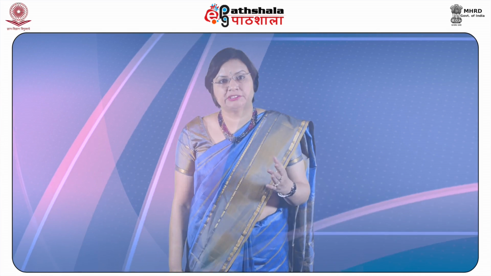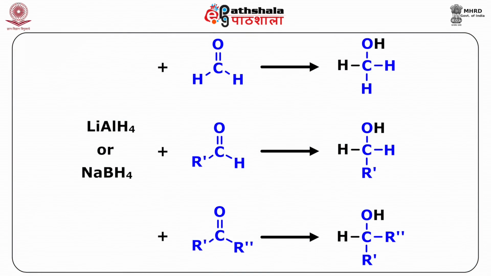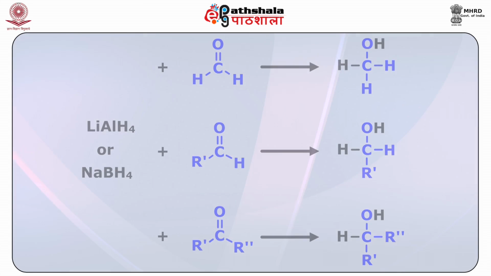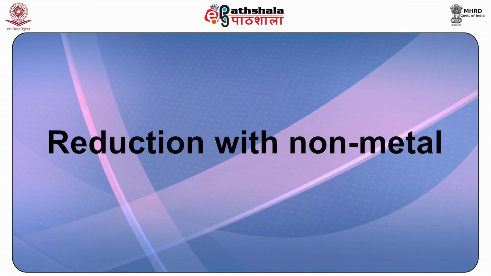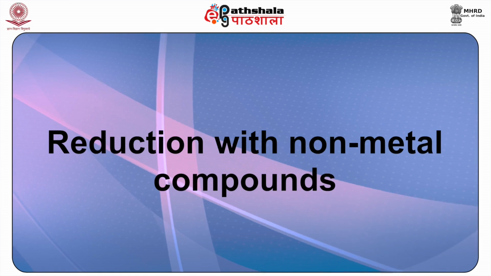And if we talk about examples, for example, aldehydes and ketones can be reduced by sodium borohydride or lithium aluminium hydride into corresponding alcohols, as you can see here. The examples are shown where formaldehyde, any other aldehyde or ketones are reduced, giving you corresponding alcohols. Then we can also do the reduction with non-metal compounds.